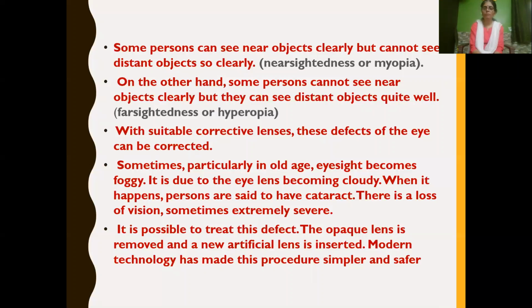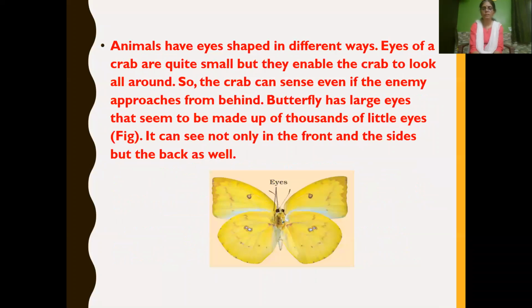So it is possible to treat the defect. That is, the lens becomes opaque, foggy, isn't it? So the opaque lens is removed and a new artificial lens is inserted in the eye. Modern technology has made this procedure very simple and safe, and thus we can correct the cataract condition. And now we proceed to eyes of animals.